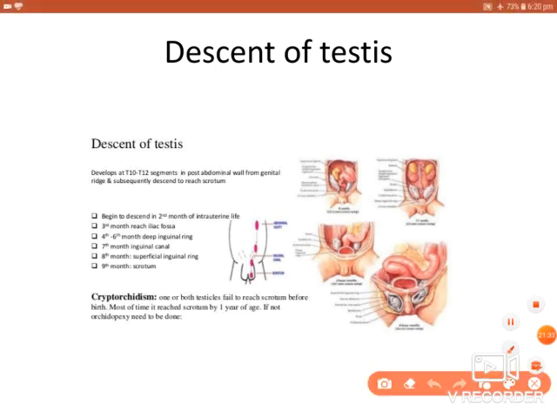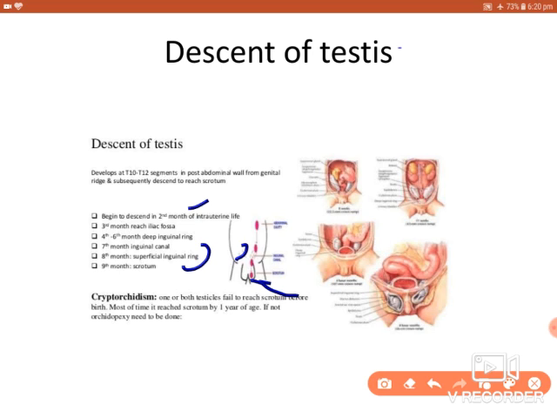Then here you can see the descent of the testis. I already told you the testis starts developing from the posterior abdominal wall, the lumbar region, and then it has to reach the normal position, that is, the scrotum. It begins to descend in the second month of intrauterine life, then reaches the iliac fossa at the third month, then crosses the inguinal canal at the seventh month, then reaches the superficial inguinal ring at the eighth month, and reaches the scrotum at the ninth month.